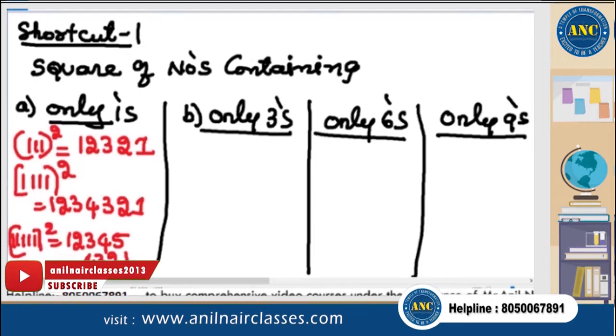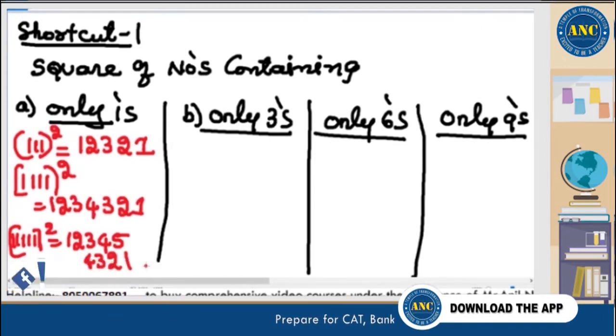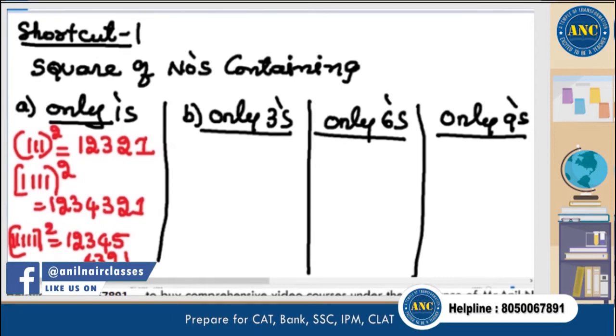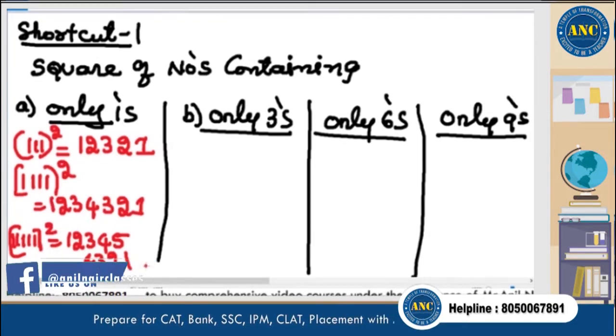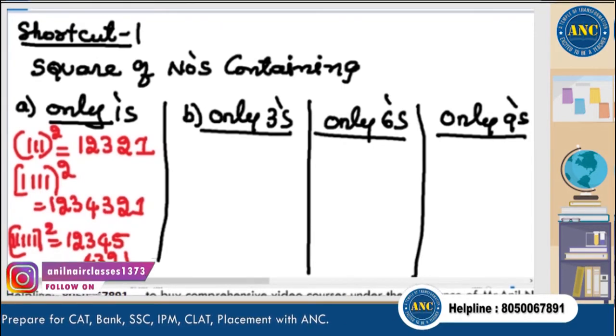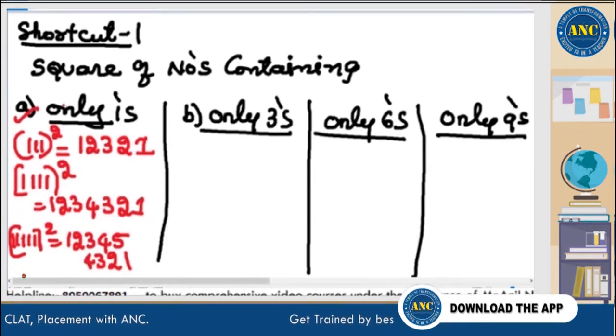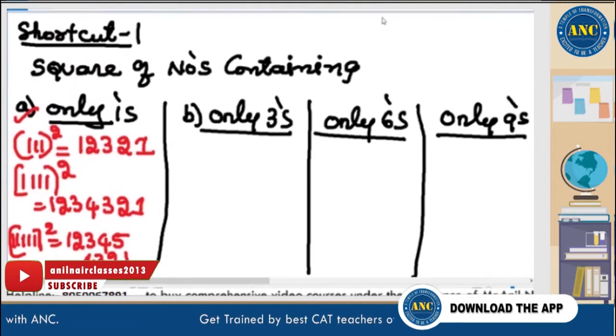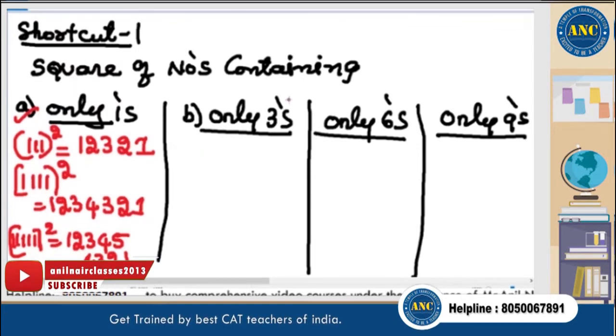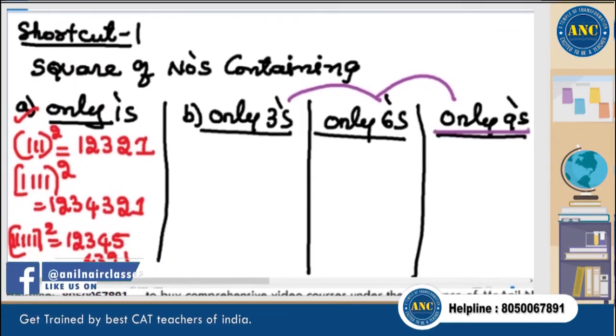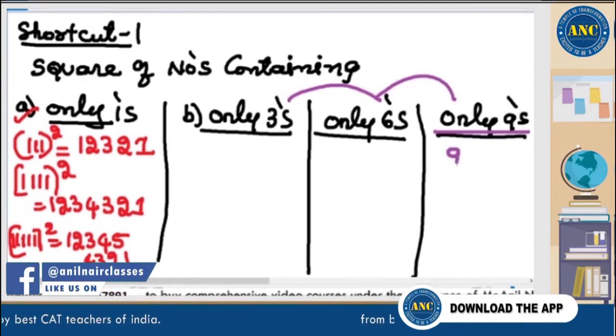Write down as it is. If three ones are there, 1, 2, 3, 2, 1. If four ones are there, 1, 2, 3, 4, 3, 2, 1. If five ones are there, 1, 2, 3, 4, 5, 4, 3, 2, 1. This is for only ones. You should know all the concepts. This is very easy. I will develop only 9, 6 and 3, you will do it.